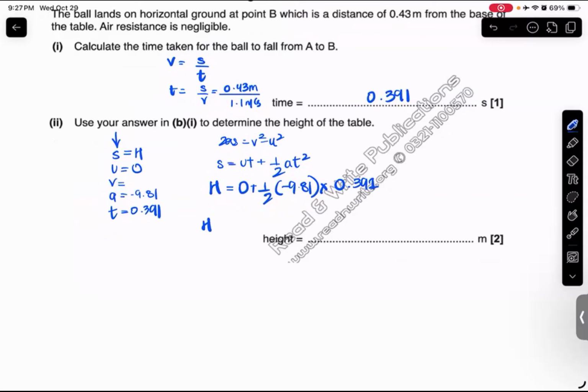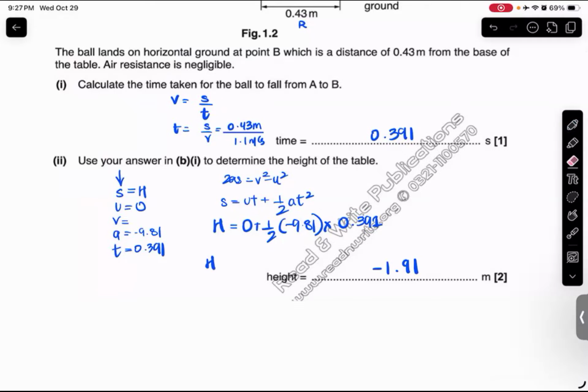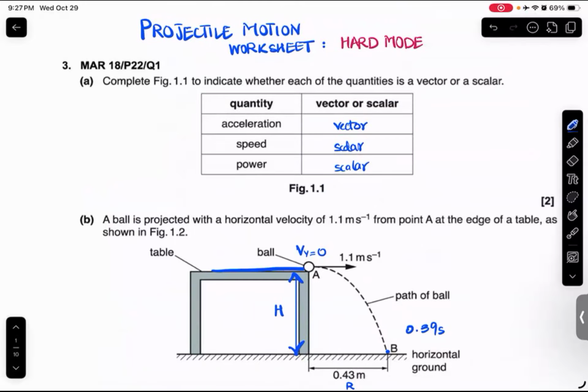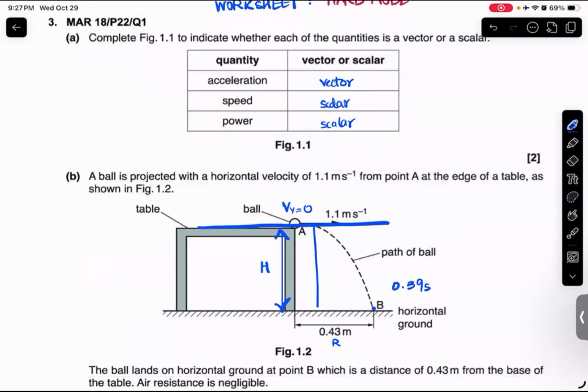So this comes out to 1 over 2 into minus 9.81 into 0.391. So that is minus 1.91 meters. Yep, that's right. Although you don't really have to include the negative sign over here because that's just the height. Although displacement is minus 1.91, which implies that from your starting point, you are negative 1.91 meters from your starting position, assuming that this is zero displacement. Since you fell down, that is going to be your displacement value.